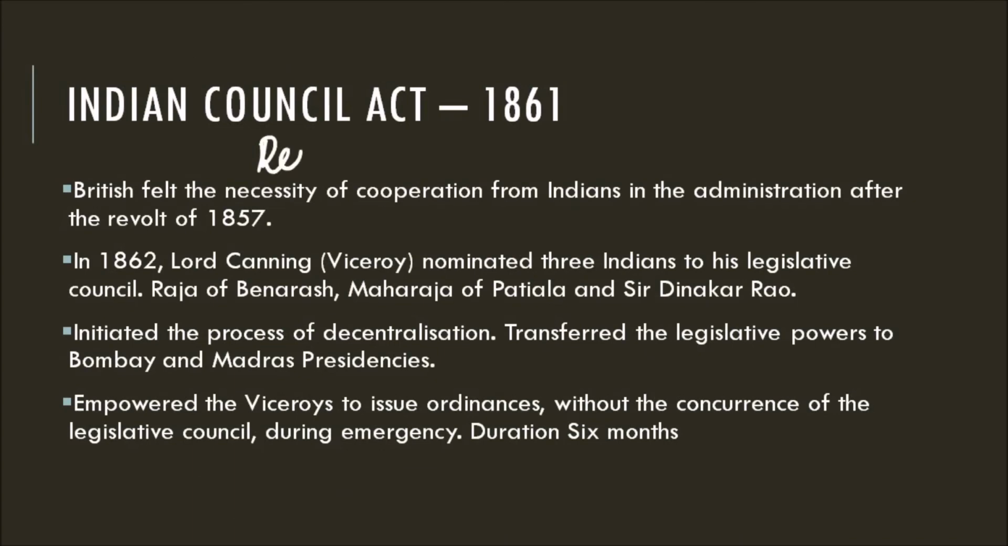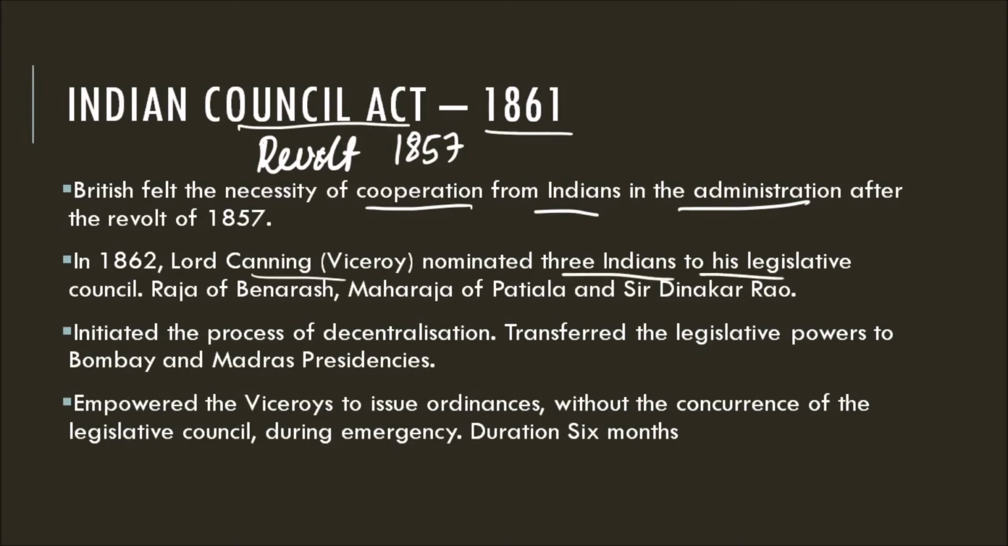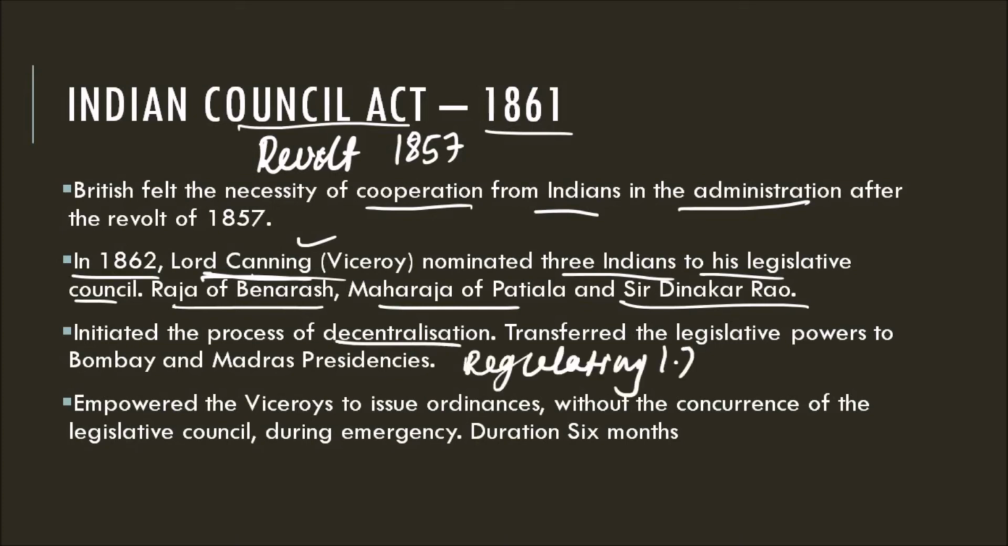After the revolt of 1857, the British understood that they could not rule India for a long time without the cooperation of Indians in administration. So, through the Indian Councils Act 1861, Lord Canning nominated 3 Indians to his legislative council. Lord Canning was the Viceroy of India at the time. The 3 Indians were the Raja of Banaras, the Maharaja of Patiala, and Sir Dinkar Rao. This act also continued the process of decentralization, which was started by the Regulating Act 1773.